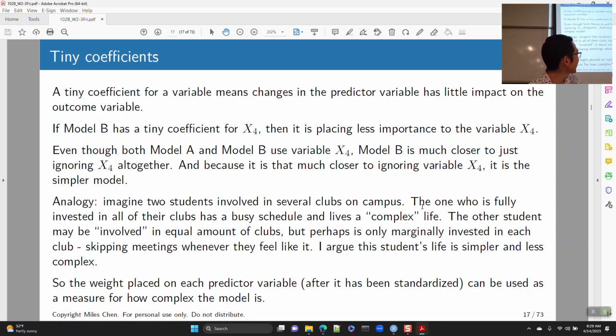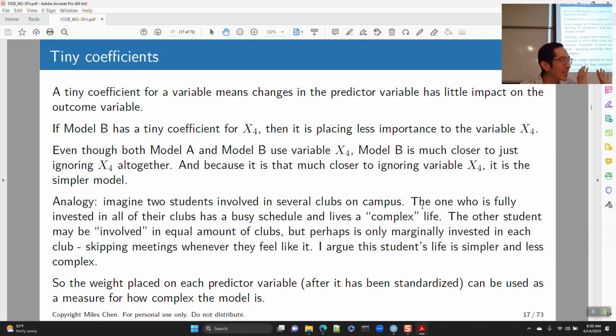Another analogy is let's say we've got two different students and both of them are involved in several clubs on campus. But one of these students is fully invested in all of their clubs. They hold officer positions in multiple clubs. And you can say, oh man, you're really busy, right? Because anytime their club has an event, they have to organize and plan. The other student is also involved in the same number of clubs, but this student is not as active and invested and has the attitude of, yeah, maybe I'll go to the event, maybe I won't, okay? So both students, same number of clubs, I would argue the one that's less invested has a simpler life than the one that's fully invested in all of these things, okay?